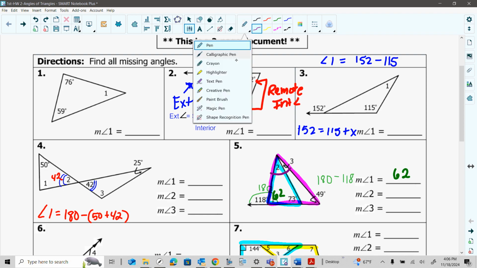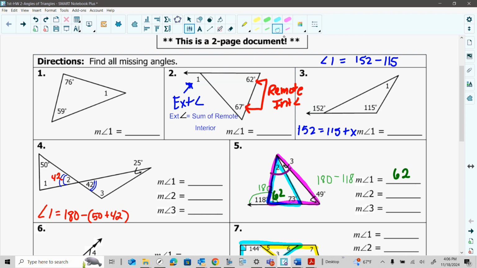If I'm not using the exterior angle theorem, then I would want to focus on this sliver of a triangle right here. And then I would have to use another linear pair with that 73 to get that interior angle, which is 107. And then I can find angle 3.